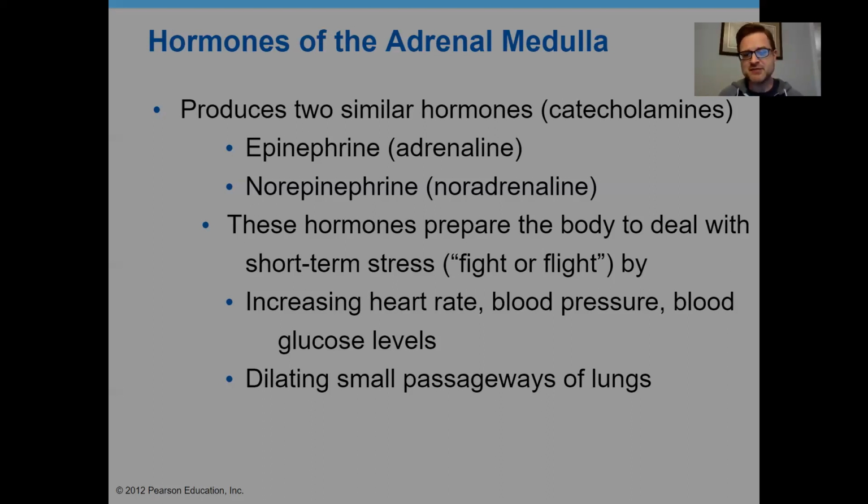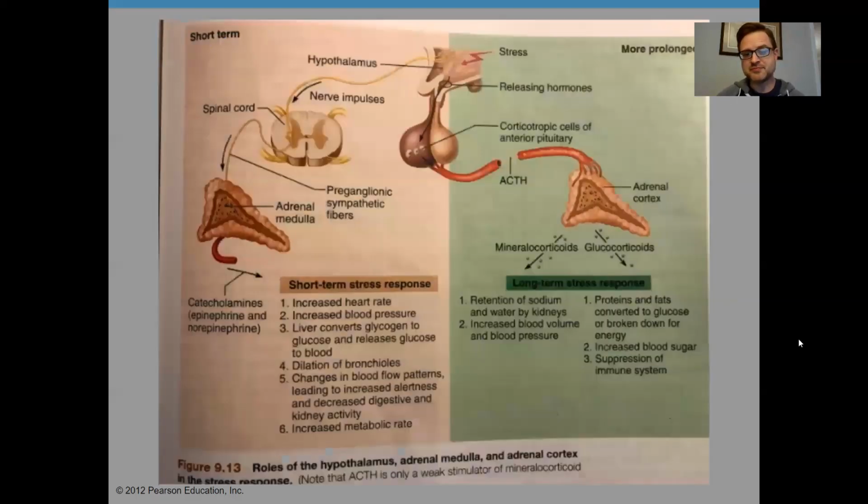We discussed this in chapter 7. Things like adrenaline or epinephrine increase your heart rate, increase your blood pressure. They increase your blood glucose levels, so you have more sugar available to your tissues like your muscles. They dilate the small passageways of your lungs, which help you take in more air as you breathe. This is the fight or flight response, right? Those hormones are produced by the adrenal medulla in your two adrenal glands.